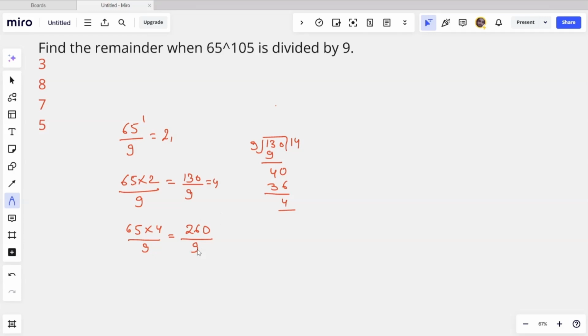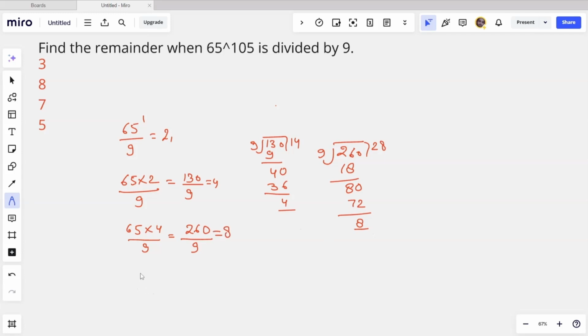Okay, so when we divide 260 by 9, 9 2s are 18, what will it be? 2 and 6, it will become 8, and 9 8s are 72. So what is the remainder? Remainder is 8. Okay, so the remainder is 8.